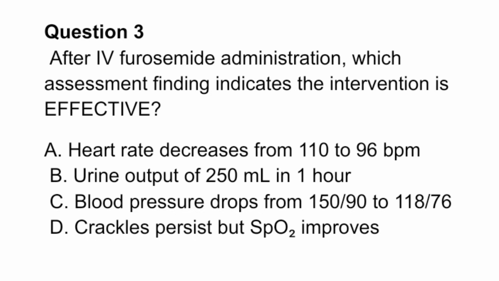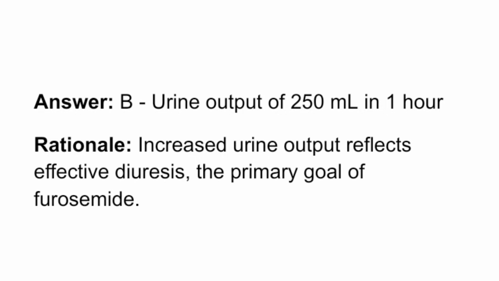Question 3. After IV furosemide administration, which assessment finding indicates the intervention is effective? A. Heart rate decreases from 110 BPM to 96 BPM. B. Urine output of 250 milliliters in 1 hour. C. Blood pressure drops from 150 over 90 to 118 over 76. D. Crackles persist but SpO2 improves. Answer: B. Urine output of 250 milliliters in 1 hour. Rationale: Increased urine output reflects effective diuresis, the primary goal of furosemide.